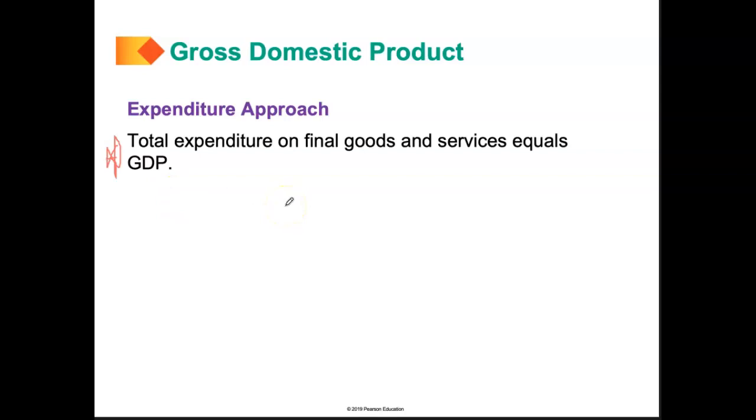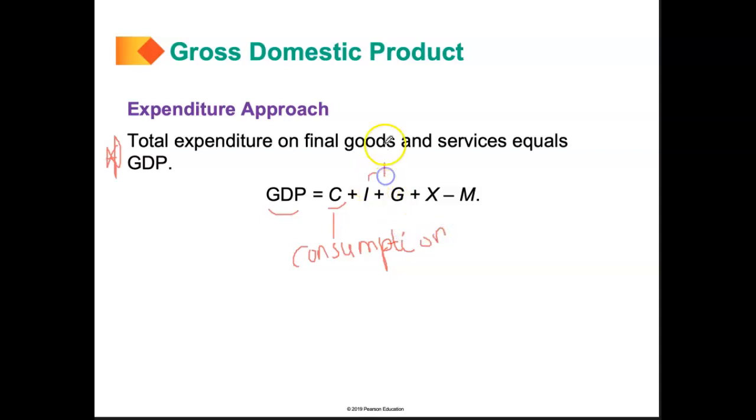So in that sense, we can say that GDP equals C plus I plus G plus X minus M. This C is consumption. This I is investment. The G is government purchases or government expenditure. And then we have X minus M, which is net exports.